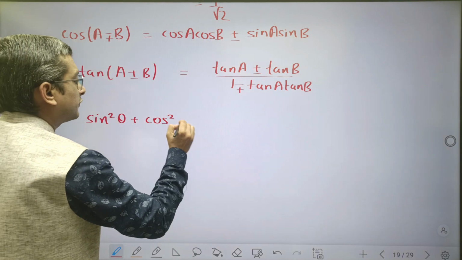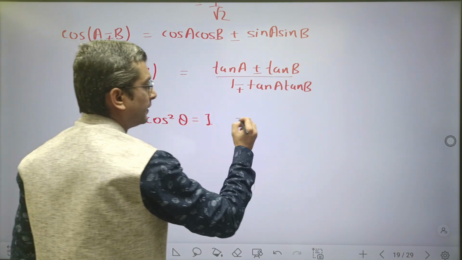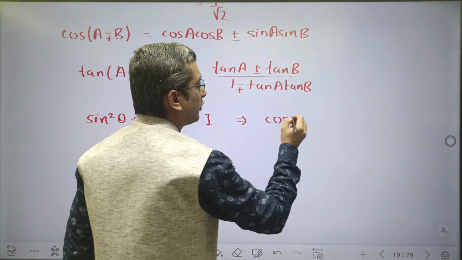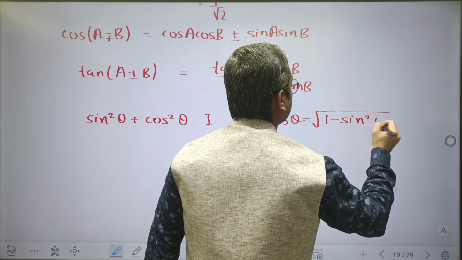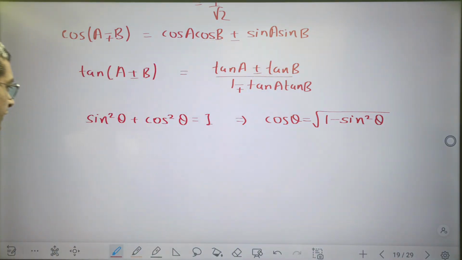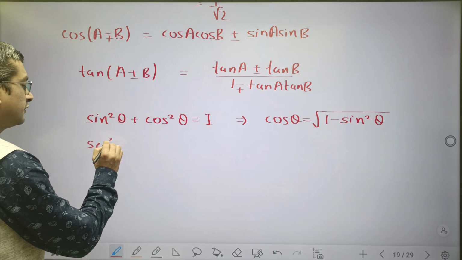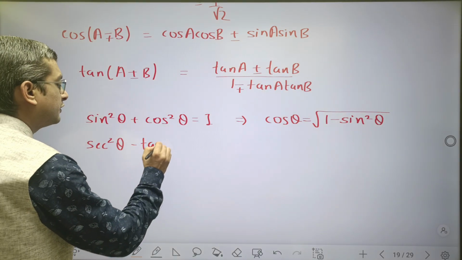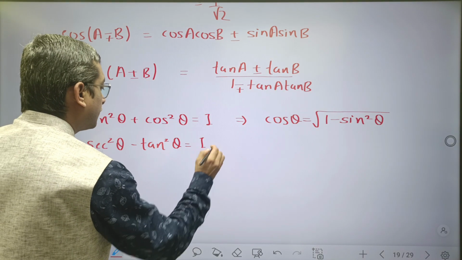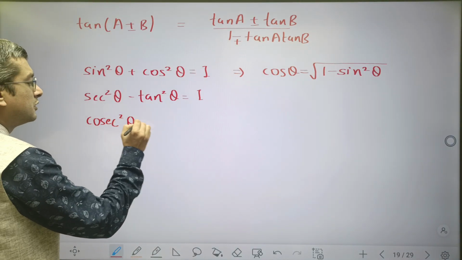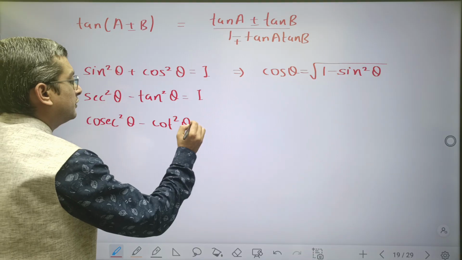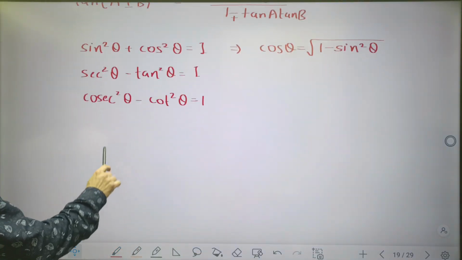sine square theta plus cos square theta is equal to 1. And one of the outcomes of this formula is cos theta is equal to root over 1 minus sine square theta, isn't it? Now sec square theta minus tan square theta is equal to 1. Cosec square theta minus cot squared theta is equal to 1.